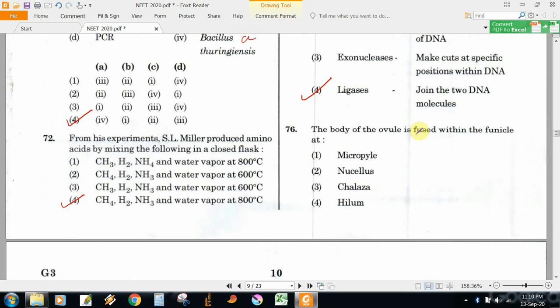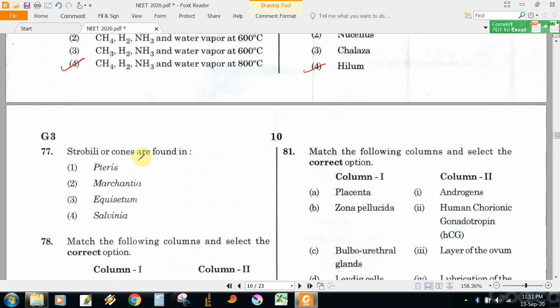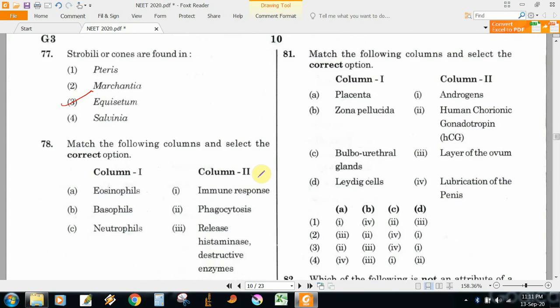The body of the ovule is fused with the funicle at micropyle, nucellus, chalaza, and hilum. It is mainly at the hilum. Next, strobili or cones are mainly found in Pteris, Marchantia, Equisetum, and Salvinia. So the right option here is Equisetum. Sorry, it is Equisetum.